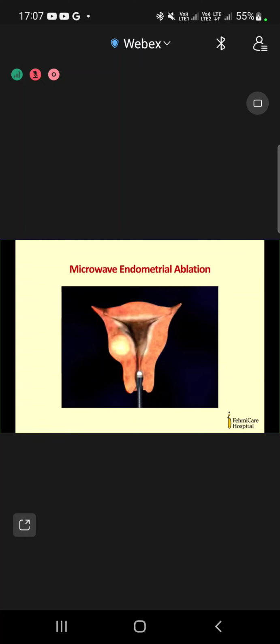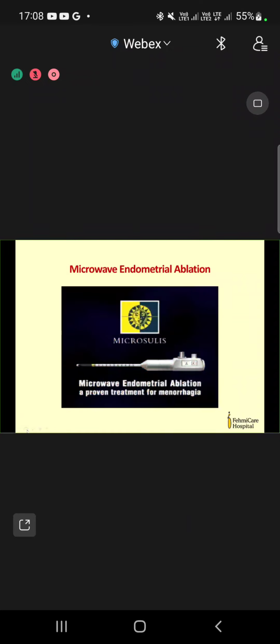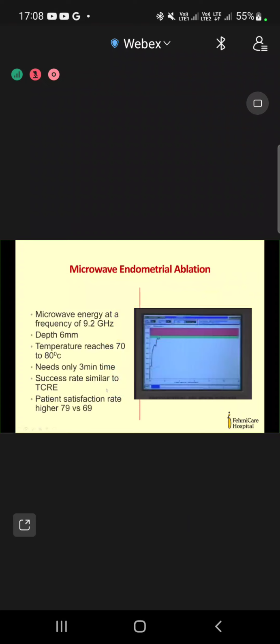procedure is successfully done. But I only felt that initial cost is very heavy and the recurrent expenditure is also very heavy. Otherwise, this procedure would have become a very, very successful and very popular procedure. This is what I told you.